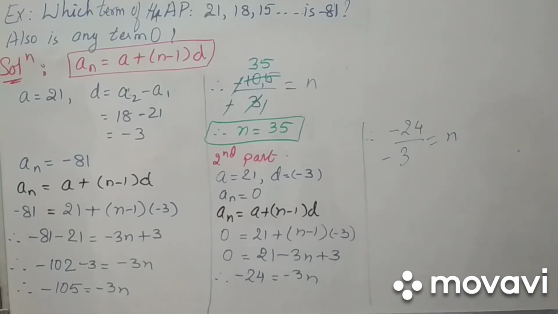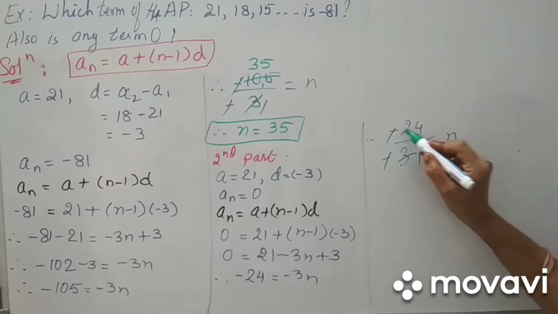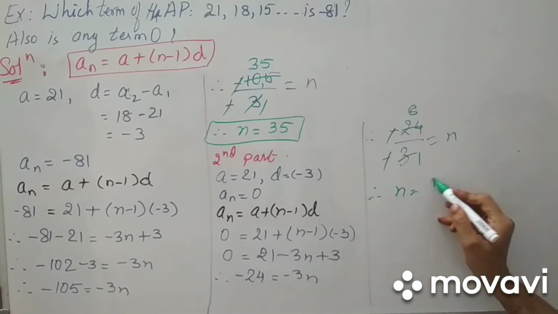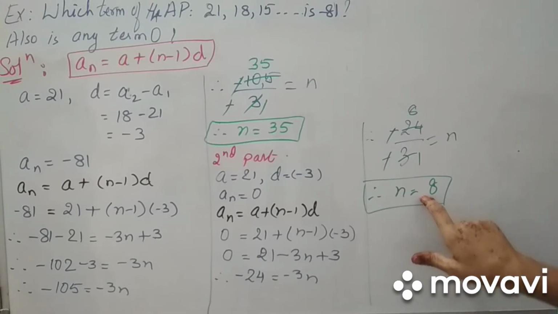Now we will do the simplification. Minus is cancelled out. 3 ones are 3. 3 8s are 24. Therefore, n is equal to 8. So, you are getting 0 as a term. That would be our 8th term. Okay. So, 0 is also possible as well as minus 81 is also possible.